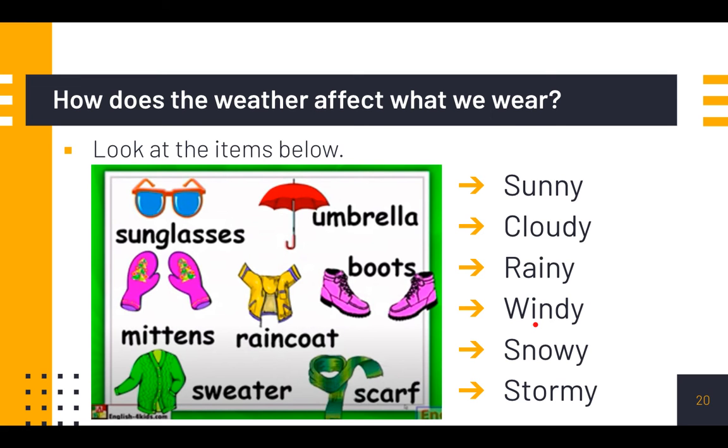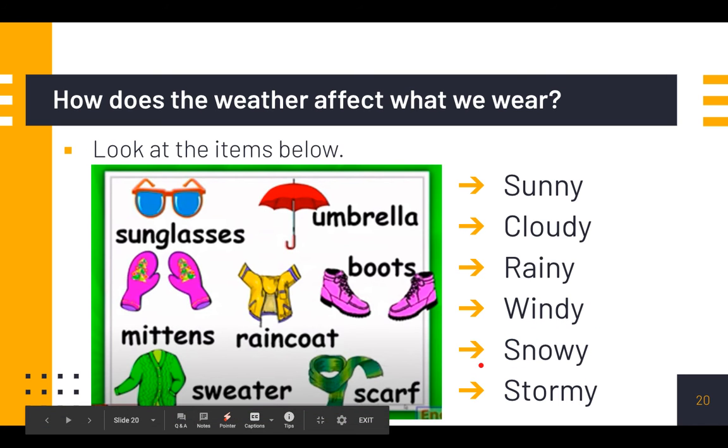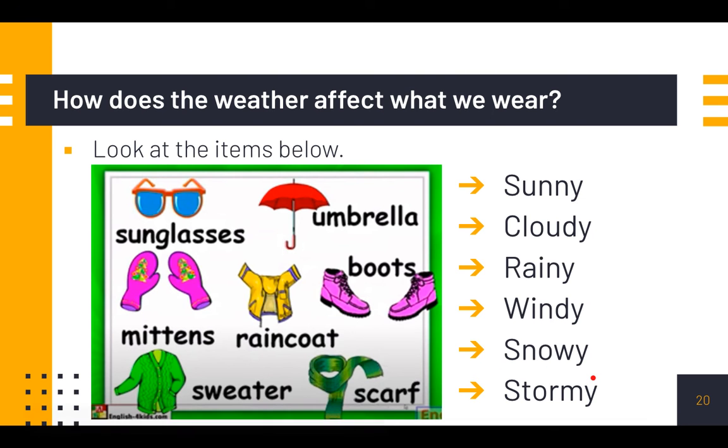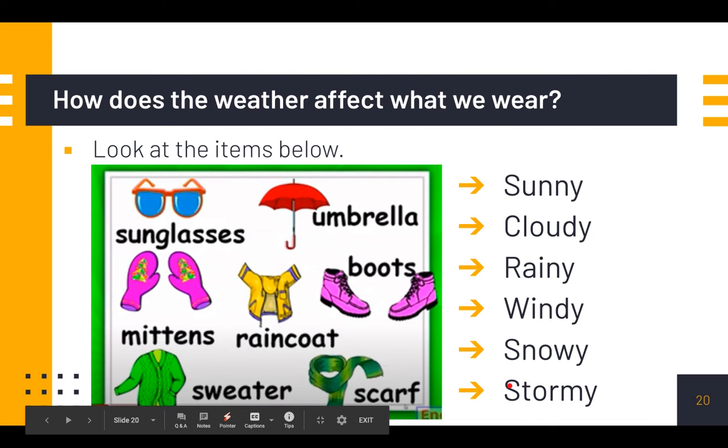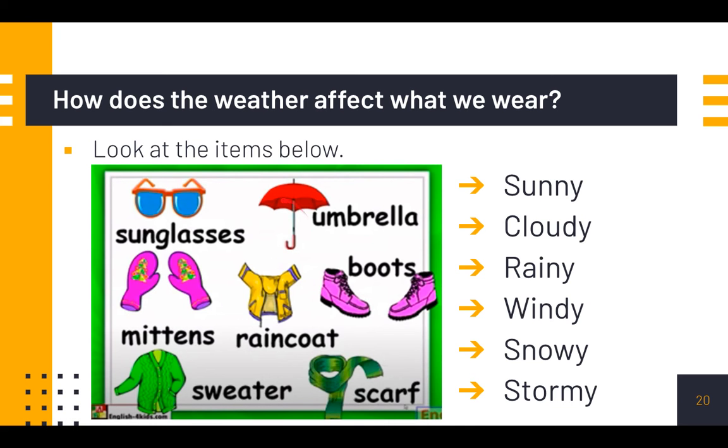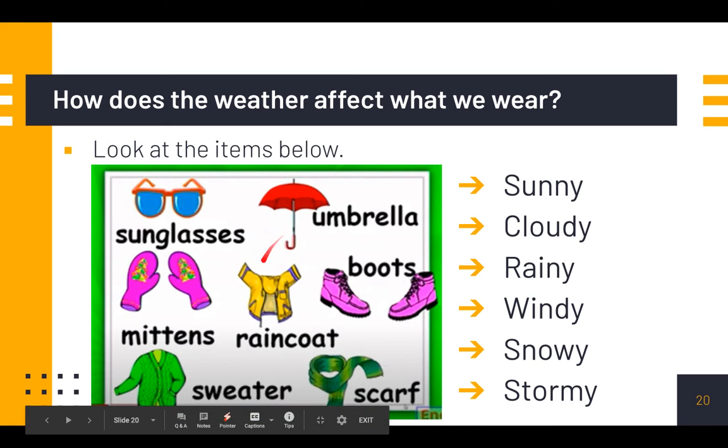When it's windy, we could also have to put on a sweater, maybe because it would be a little bit chillier or colder. When it's snowy, we know it's really cold, so we would have to wear a scarf and some mittens to help protect ourselves, and more clothes. And then when it's stormy, we would try to stay inside. But if we had to go outside, we would wear a raincoat, or probably both the raincoat and the umbrella.